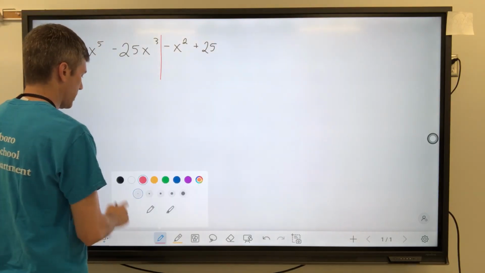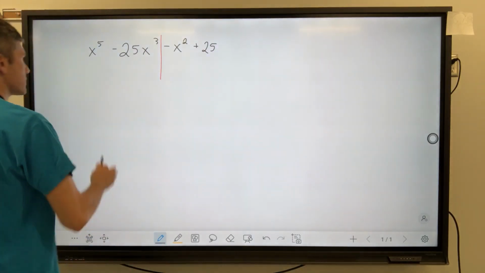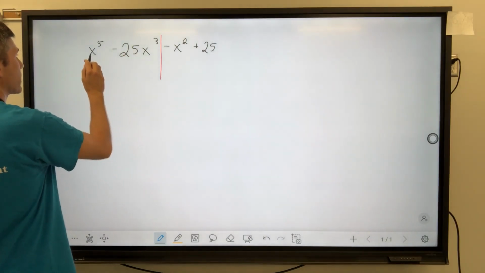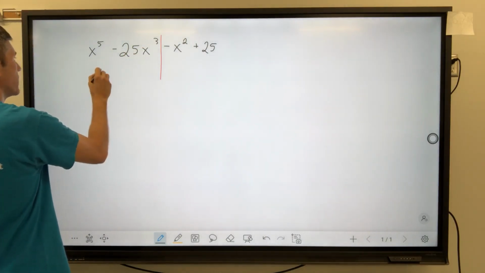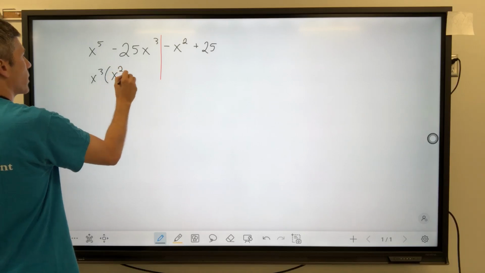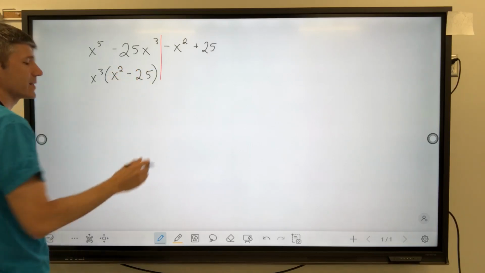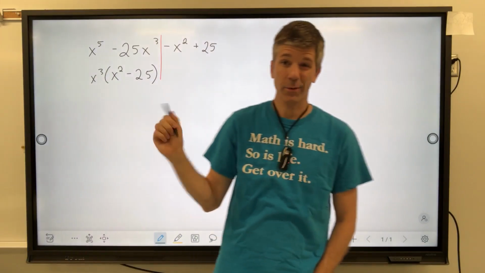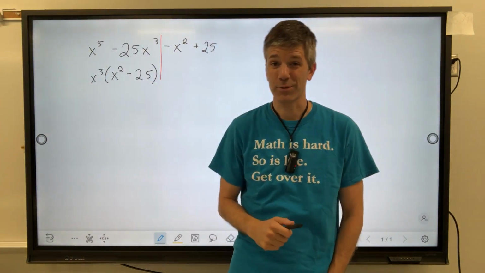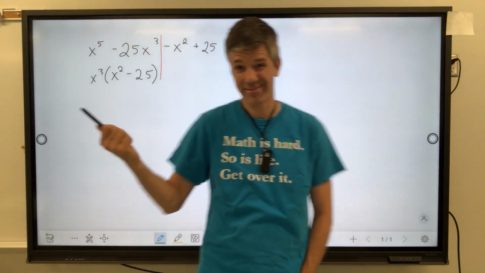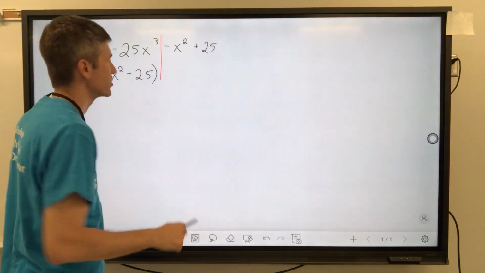So there's your line of demarcation. First 2 terms, let's see, I can factor out x cubed, and that leaves me with x squared minus 25. Now, automatically, if you're looking ahead, you're realizing x squared minus 25, that's the difference of 2 squares. And there's your 5 squared right there, right? You noticed it too, I hope.